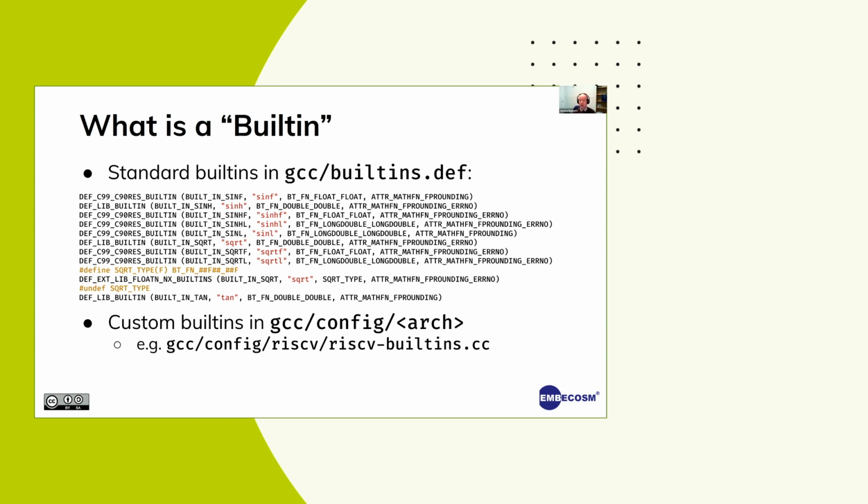Custom built-ins are typically found within the GCC config for the particular architecture. So each architecture has its own config directory. In the case of RISC-V, gcc/config/riscv, and then the definitions you can find in riscv-builtins.cc, and that is a C++ file.